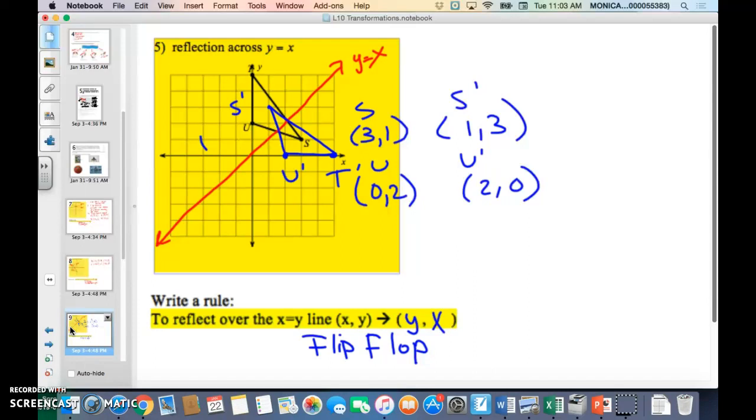Your other option is to take a piece of patty paper and literally trace the line and flip it. And I can show you how to do that when I come back. All right, so T, just plain T, is at 5, 0. And T prime is at 0, 5. These are flip-flopped. So I'm going to stop here.